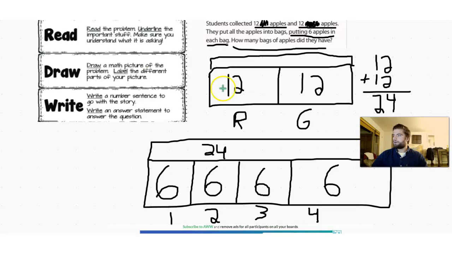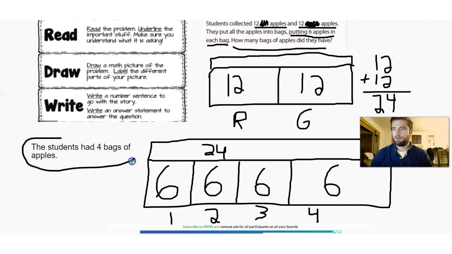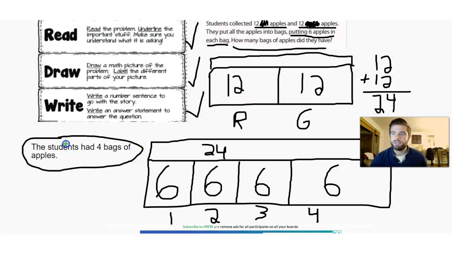I'm going to move my face over here, and let's write the answer to our question. The student had 4 bags of apples. And let's circle our answer. Check off that we did each step. And check that out. We just solved 2 two-step word problems.